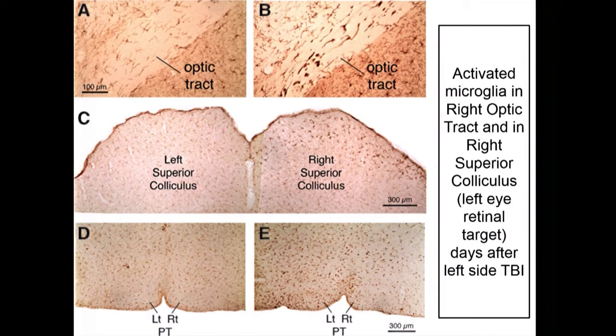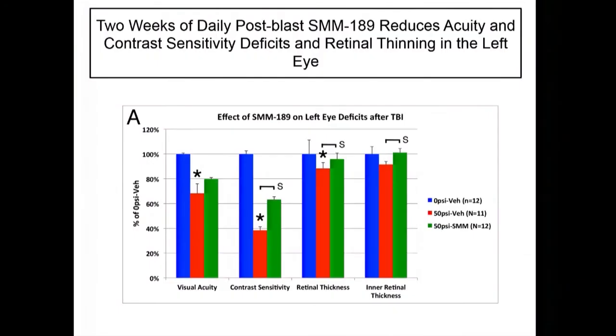I'm going to move it along here and not talk about these other slides. So we then start to look at functional deficits after TBI and the benefit of our drugs. The next series of slides are going to show you deficits and functional benefit from drug. The drug being a CB2 receptor inverse agonist, this thing called SMM.